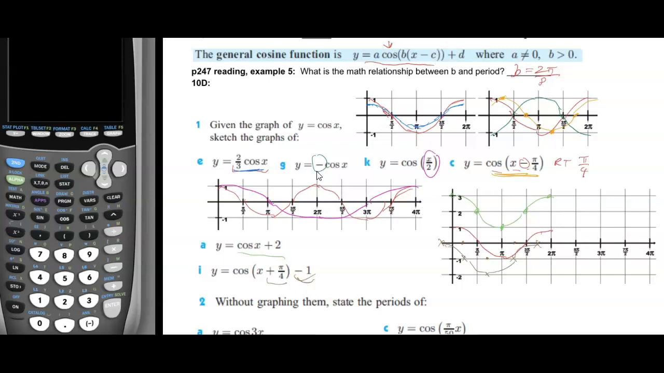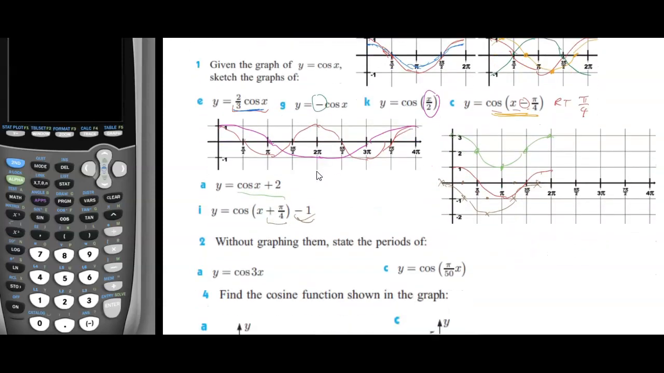Kind of like that. Okay. So that would be 2 translations, a vertical one and a horizontal one.